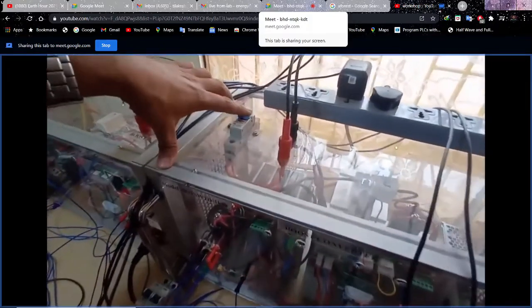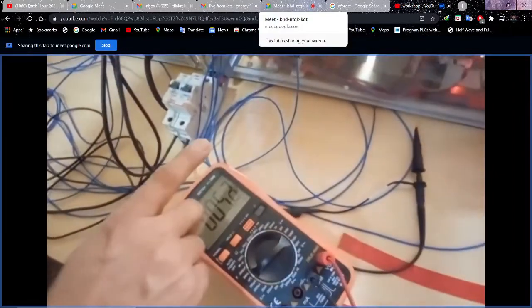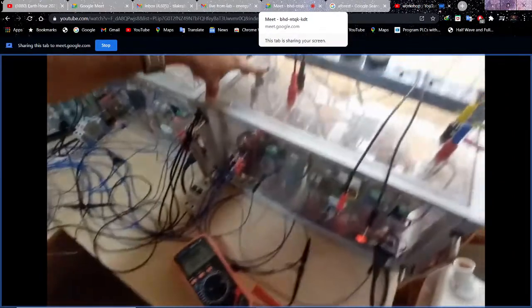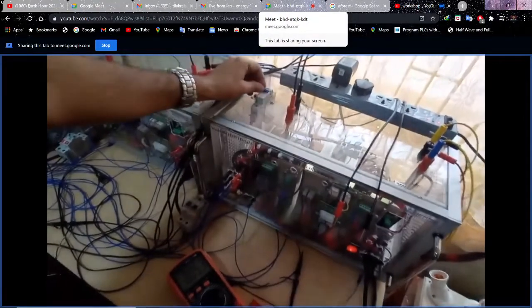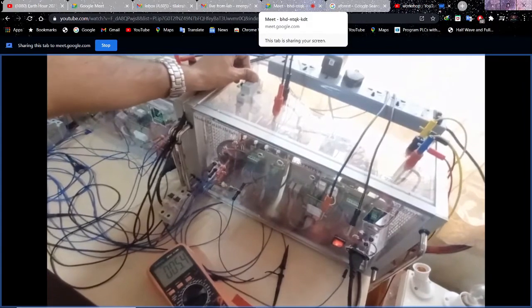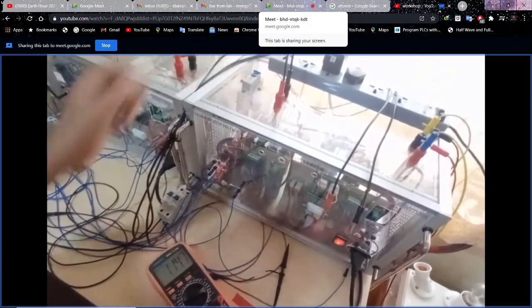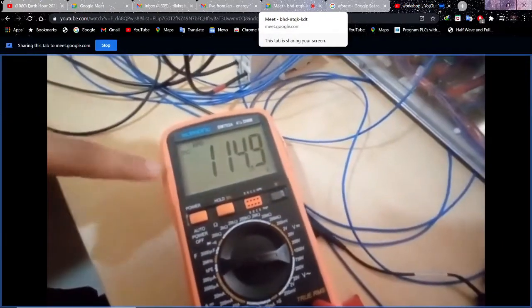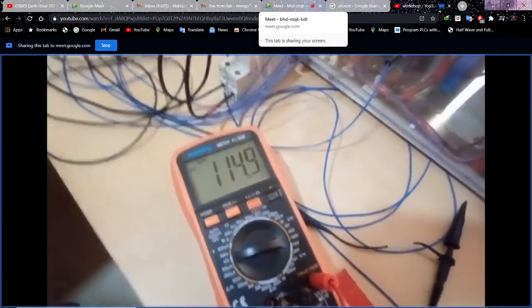Now the circuit is turned off, so we are getting almost zero voltage. This is the 5 volt, it is coming. The moment we turn this on, whatever the input voltage is, that will come at the output voltage. Now we can see the voltage is 114 volt, which is also at the input. That input we can check here.